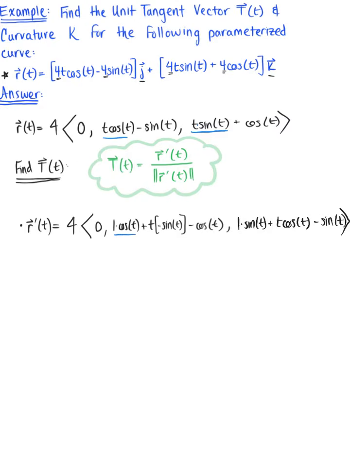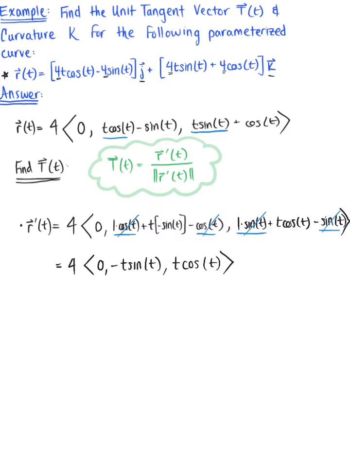We have cosine of t minus cosine of t cancel each other right out in the y component. And the same thing happens in the z component. We have positive sine of t minus sine of t. So those terms cancel each other right out, which leaves us with the tangent vector defined as 4 multiplied by 0, minus t sine of t, and then we have positive t cosine of t.